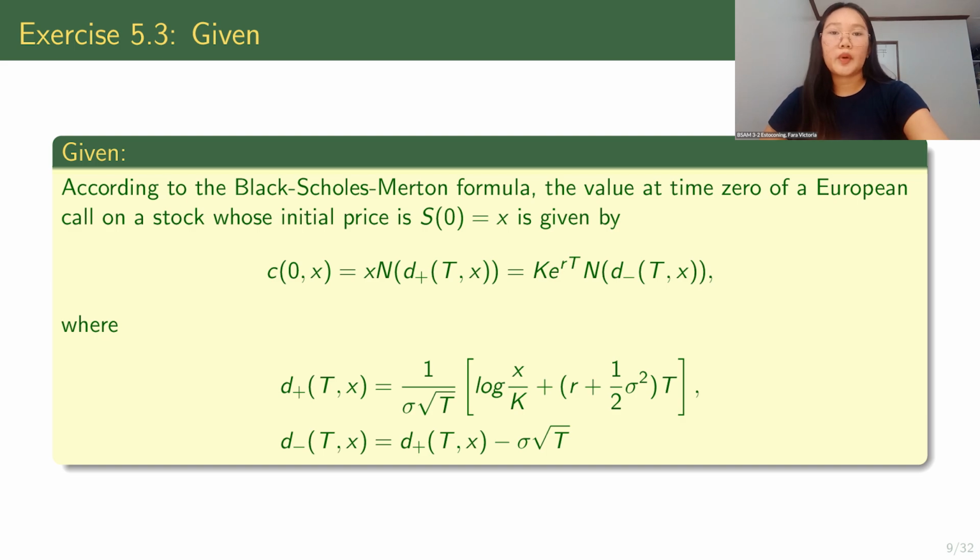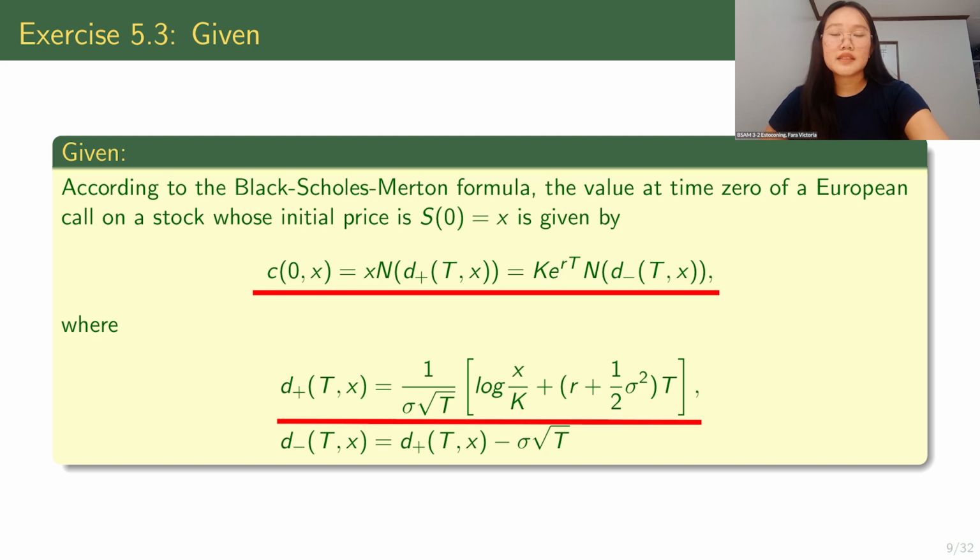Exercise 5.3. According to the Black-Scholes-Merton formula, the value at time zero of a European call on a stock whose initial price is S(0) equals x is given by this expression c(0,x), where d+(T,x) adjusts for the expected future volatility of the stock and d−(T,x) is interpreted as the standard deviation of the stock price over time.